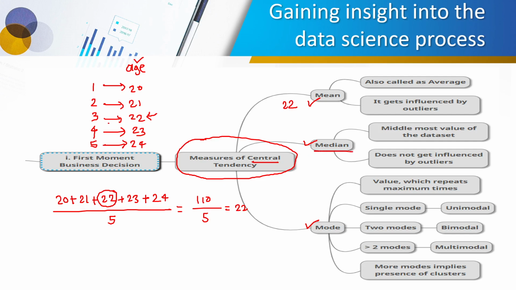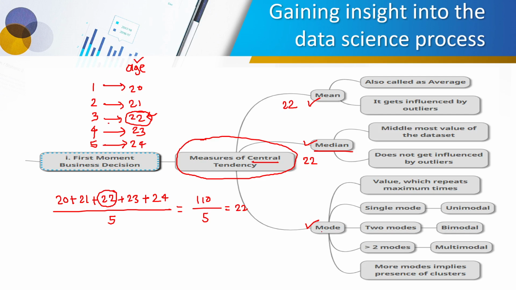The second part is the median. In the median, what we need to do is arrange the data in ascending or descending order. In this case, your data itself is in ascending order, and we have to select the median value, the middle value available in this case. That is 22. So for this case, the median is also 22.